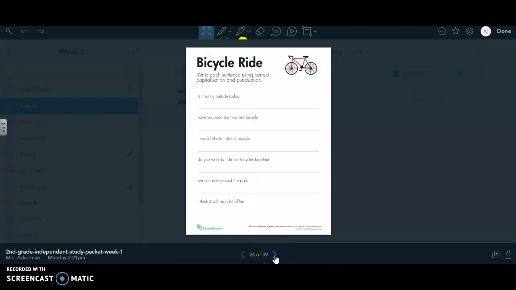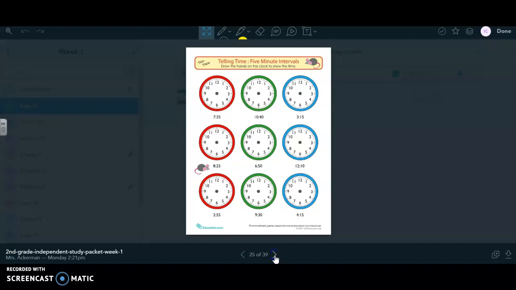And then you have your bicycle ride. You're writing each sentence using capitalization and punctuation. Make sure you write neatly and in black, please.